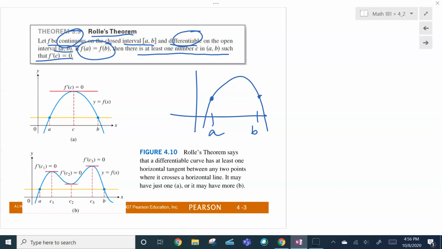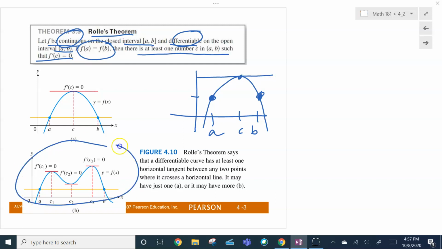We know it's smooth and continuous, so it's differentiable on the open interval. And then we've got these y values that are the same, f of a equaling f of b. So this is saying there's guaranteed to be some c in here. It looks like it's right there, where f prime of c equals 0.